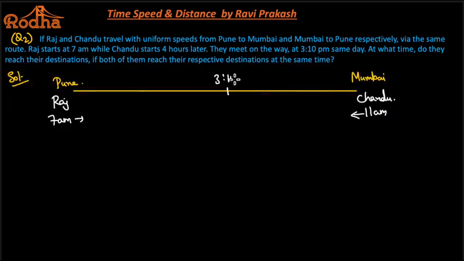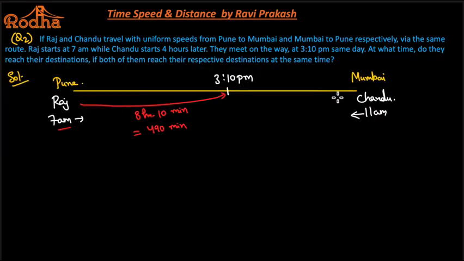When did these people meet? At 3:10 p.m. they meet. Let's say this is the path of Raj here. Raj has covered this path in what time? From 7 a.m. to 3:10 p.m. the time is 8 hours 10 minutes. 8 hours is 480 minutes plus 10 is 490 minutes. So this is 490 minutes.